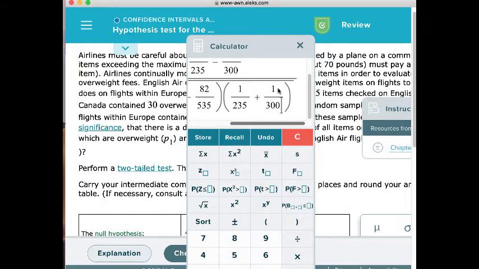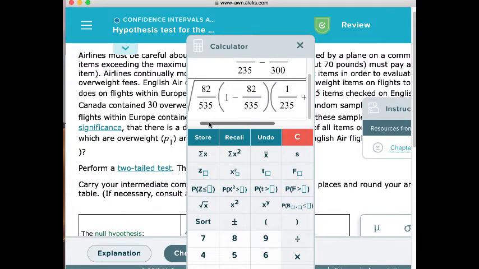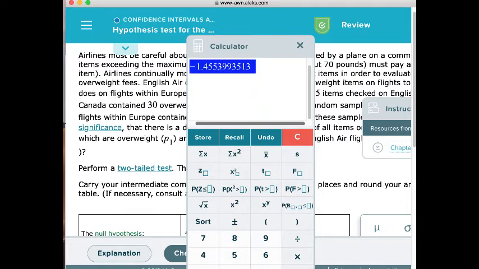Notice the square root is capturing the sum of the reciprocals of the sample sizes, and it's also capturing P bar times 1 minus P bar. So make sure that the square root symbol doesn't disappear on you. And like I said, if you leave it as a fraction, for whatever reason, it seems to not cause problems for students. So we get a z-score of negative 1.455.